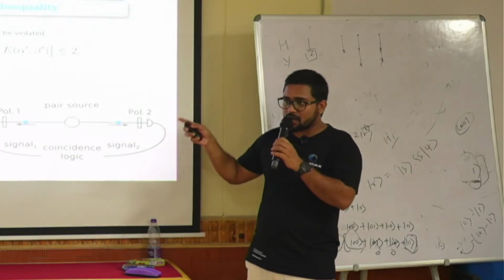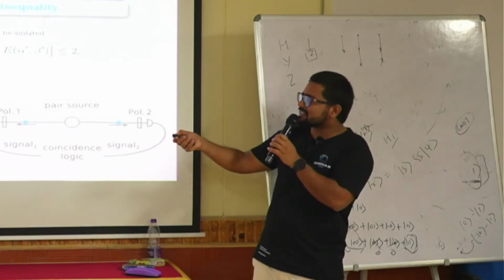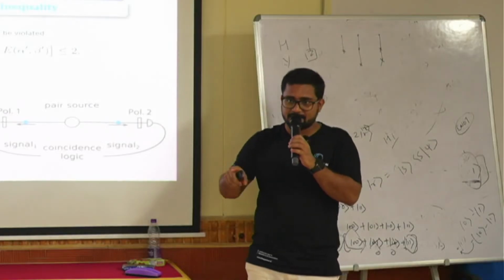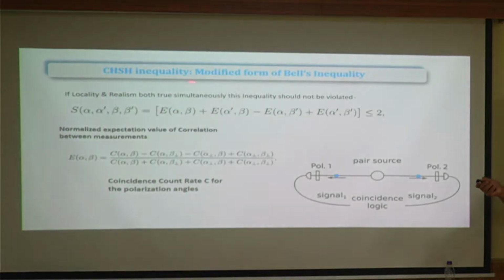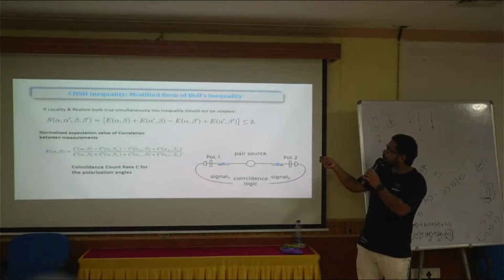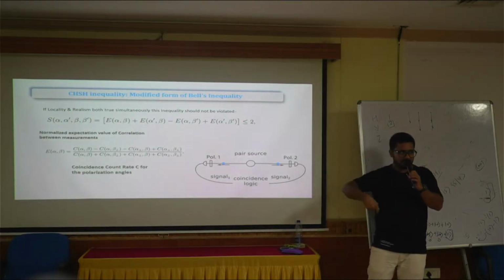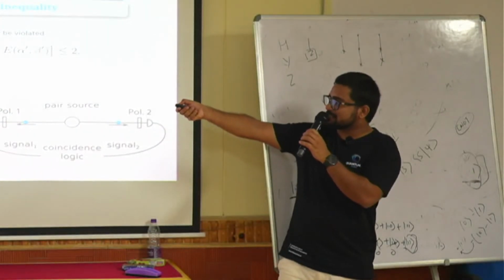So John Bell devised this experiment and set the criteria. If there are hidden variables working in this way, then the experimentally measurable quantity, the sum of the S value, will be either equal to 2 or less than 2. This is a very long mathematical proof, and he came up with this inequality.